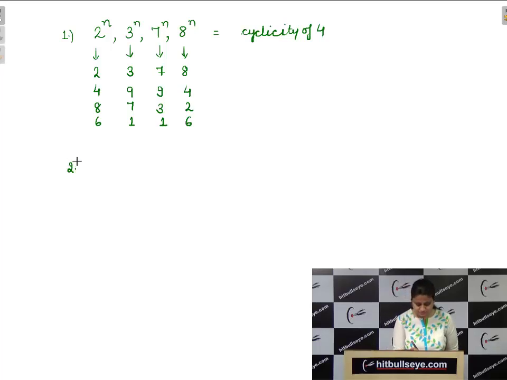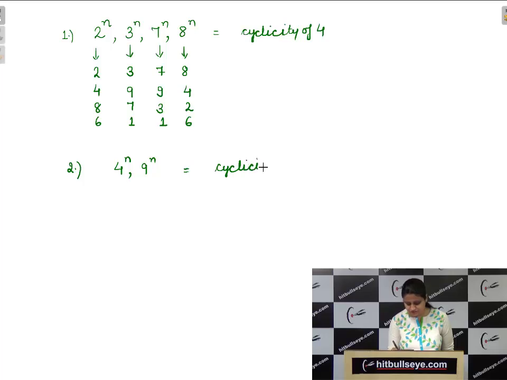Now come to the cycles of 4 raised to power n and 9 raised to power n. Here the cyclicity is 2. It means whenever you have any question based on these two numbers, you will divide the power by 2, and the same procedure you will follow. What is the cycle of 4? This is 4, 6. And what is the cycle of 9? This is 9 and 1.